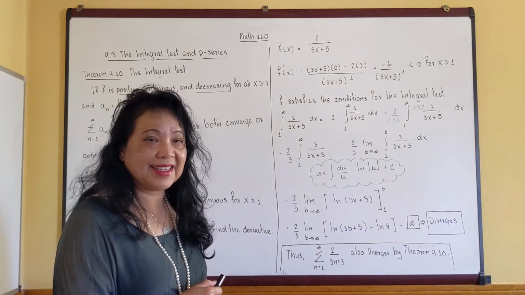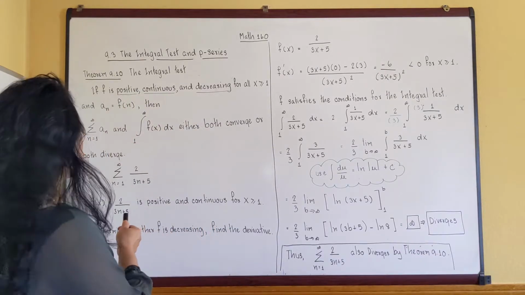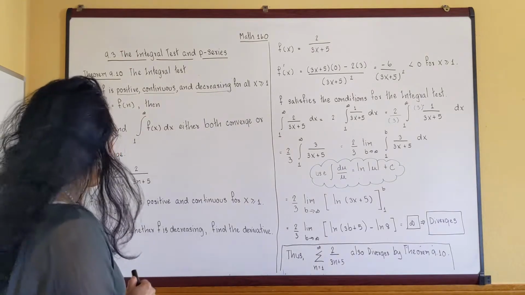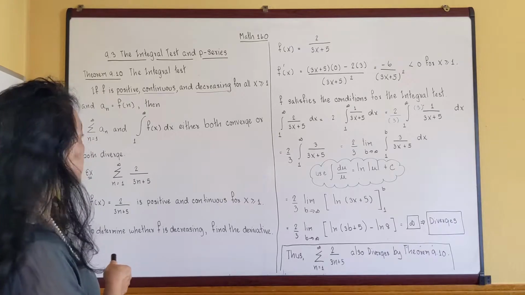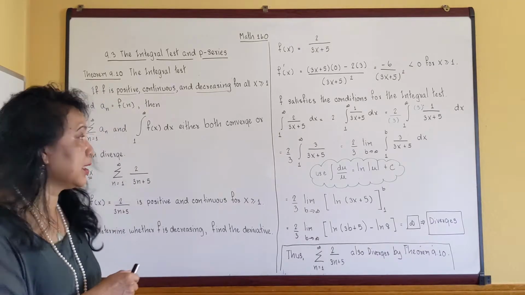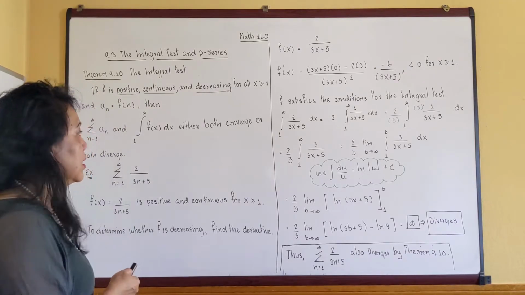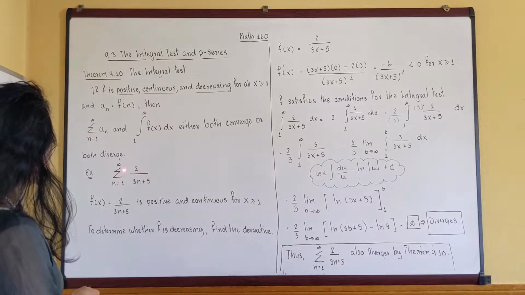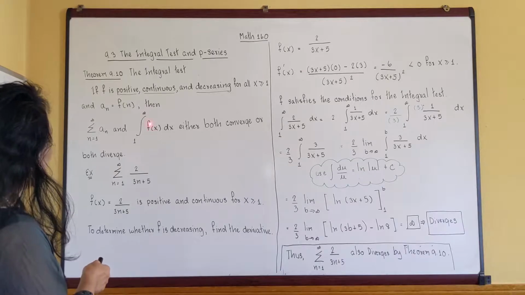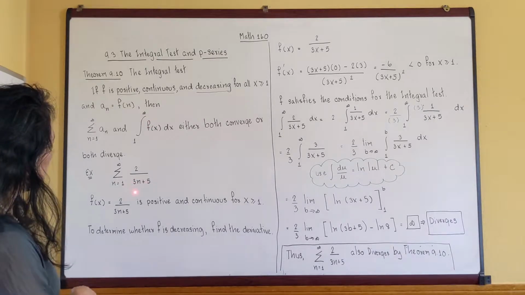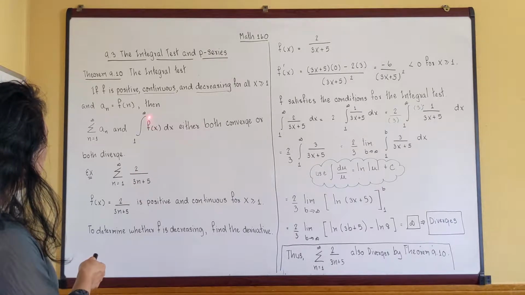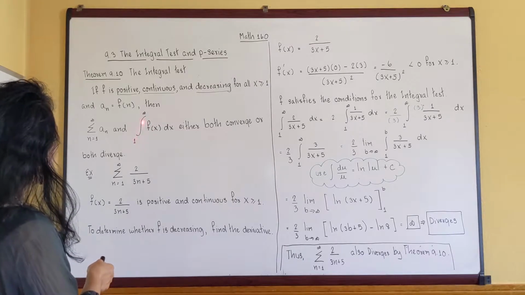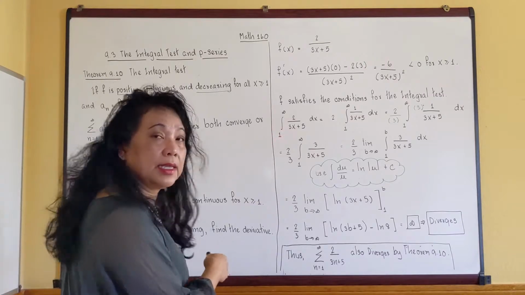So it's decreasing. I did test positive, continuous, decreasing, so then I can apply the theorem. If these three conditions are not satisfied, you cannot apply the theorem. What the theorem says is that I have this summation and I have a function. Instead of finding the convergence or divergence of the sum, I'm going to find the convergence or divergence of the function as an integral from 1 to infinity, as you can see here.